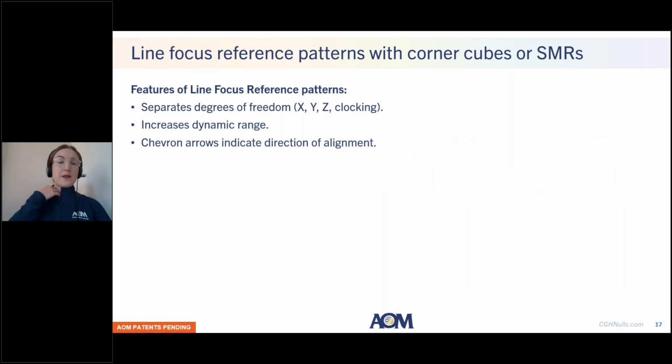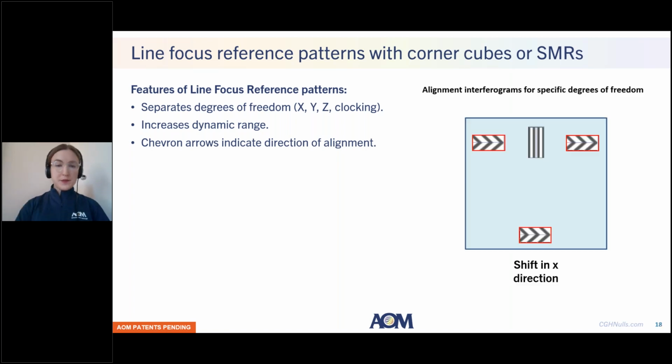So there are a lot of benefits to these line focus reference patterns. As I said before, we've separated the degrees of freedom. This increases the dynamic range because we're now only sensitive to a single degree of freedom for each pattern. And as I said, the chevron arrows indicate not only that you're becoming more aligned, but also the direction of the alignment. I'll get into that in more detail here.